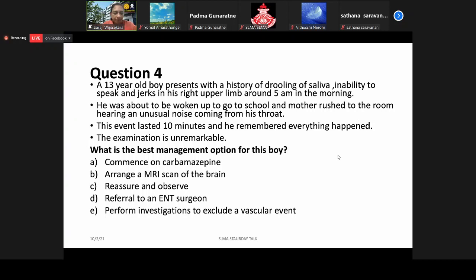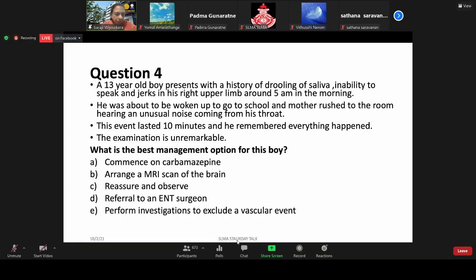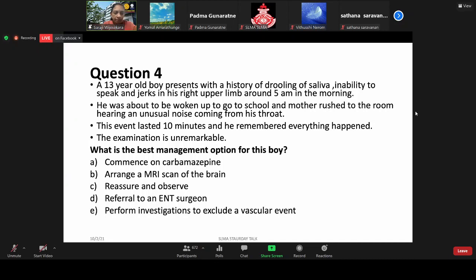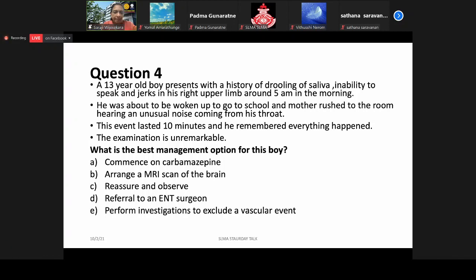Okay, I think we'll stop the poll there. So most of you have got the correct answer, reassure and observe, because this is a clear-cut history of benign Rolandic epilepsy as the old term, but epilepsy with centrotemporal spikes: drooling of saliva, inability to speak and jerking of the right, because I said it's a focal epilepsy to start with, and he was able to remember everything. And the guttural or unusual noises that the mother heard were due to the vomiting and nausea, retching type of history. So the answer is 3, reassure and observe.